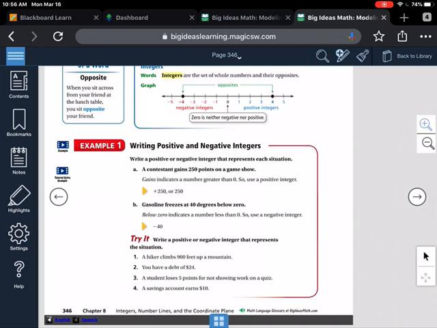So on some of these, try it. Number 1, the hiker climbs 900 feet up. Well, that's positive 900. You have a debt. In other words, you owe $24. Therefore, that would be a negative $24. A student loses 5 points for not showing their work, so they get negative 5 points. The savings account earns, gains, or adds $10.